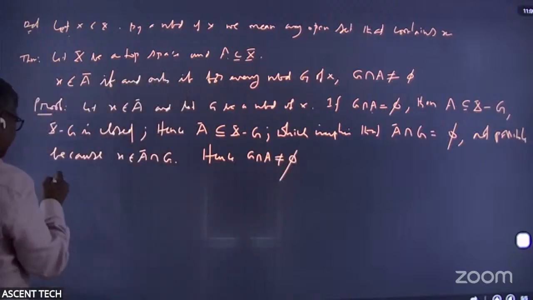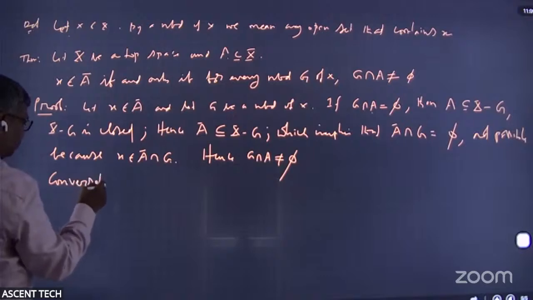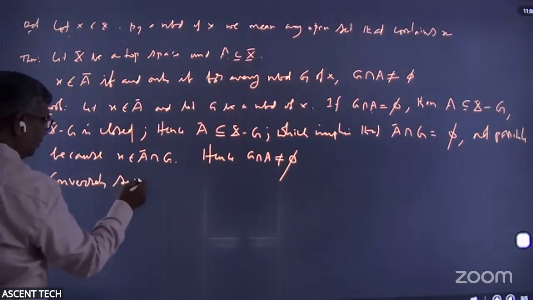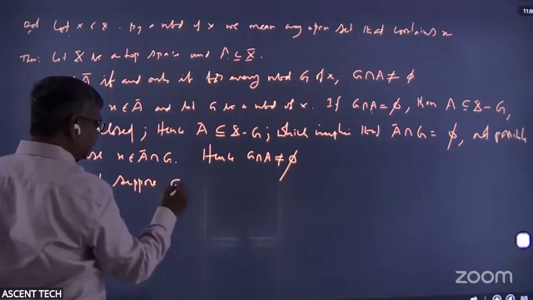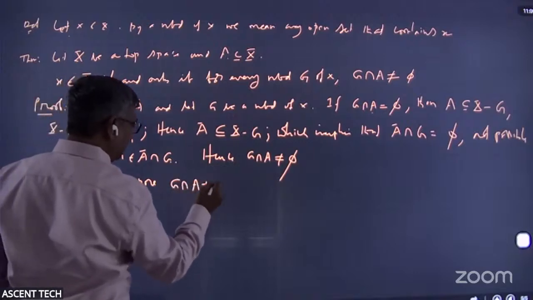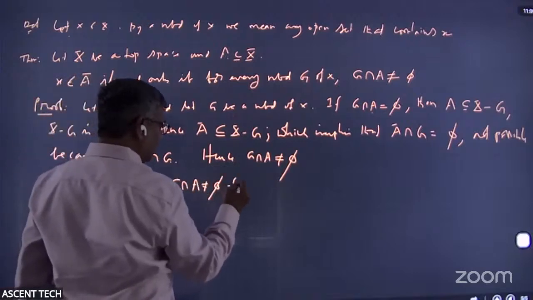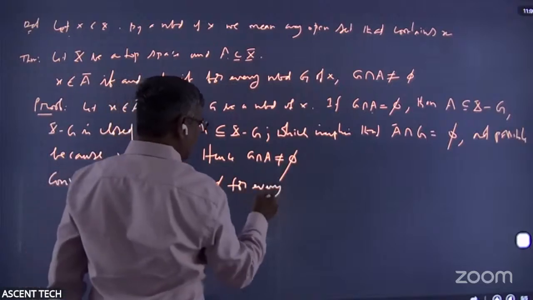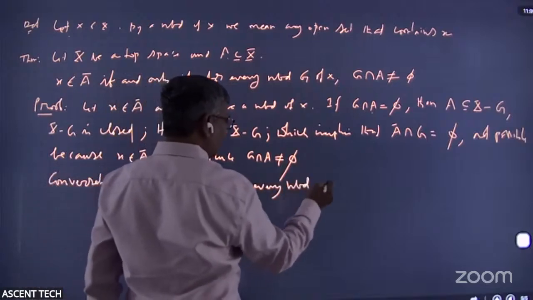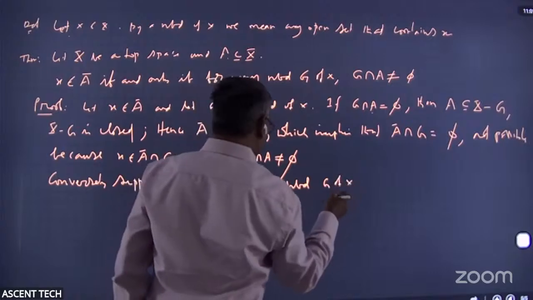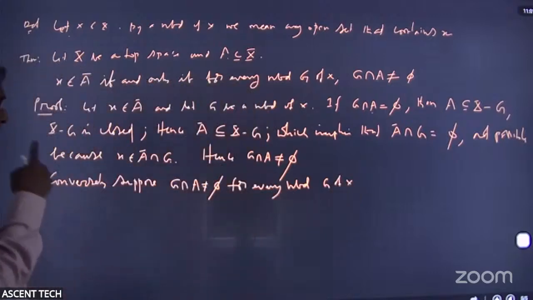Conversely, suppose the condition is holding. Suppose G intersection A is non-empty for every neighborhood G of X. So I have to show that X is in A bar.